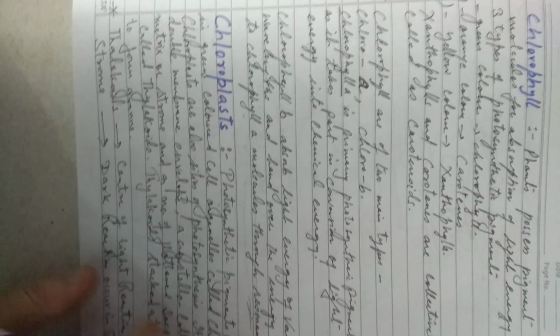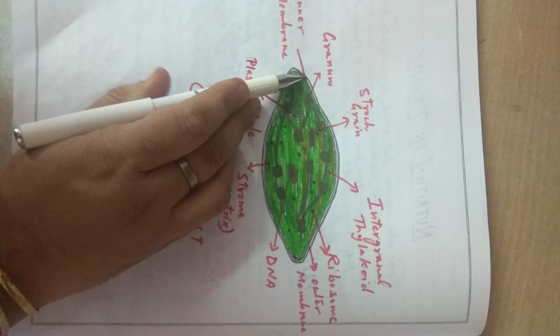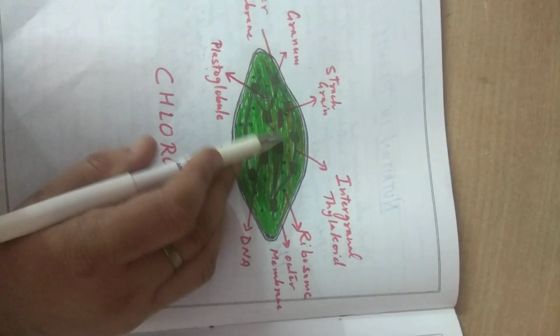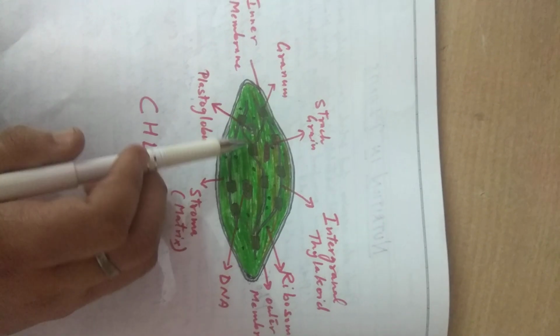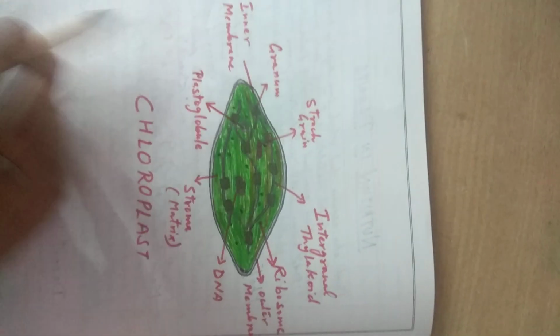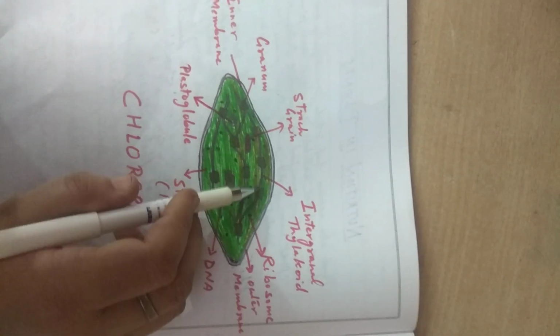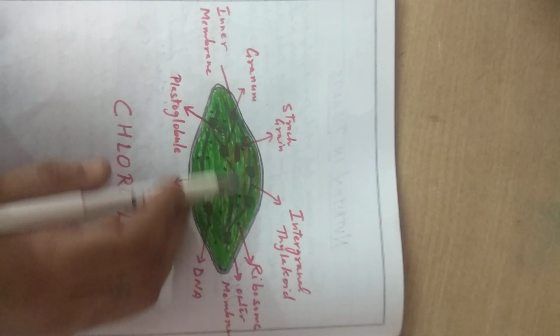Now, last, chloroplast. What is this? Here I have a diagram of the chloroplast for you. This is a double layer structure. This is the inner membrane, outer membrane, these small tiny particles called ribosomes, starch grain, this granum, plastoglobule, this green stroma matrix, and these intergranal thylakoids. Okay, this is the structure of the chloroplast.